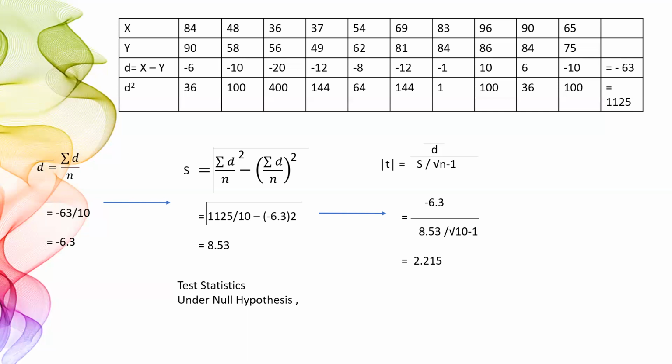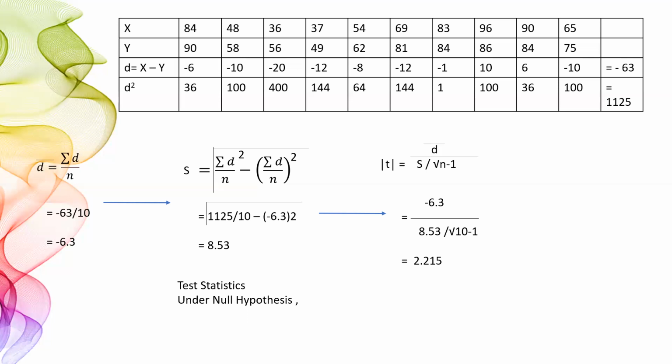So the first values here are minus 6, minus 10, minus 20 and so on. Next, we have to find the d square value, so we square the d value. Minus 6 squared gives 36, minus 10 gives 100 and minus 20 gives 400, and so on. Next, we find the total of d and d square. The total of d is minus 63 and d square is 1125.